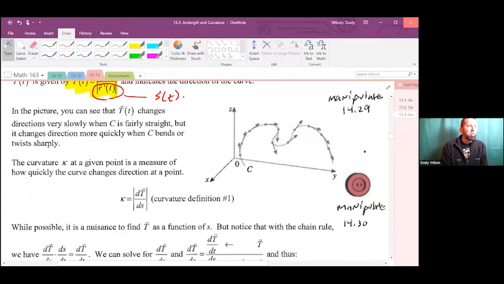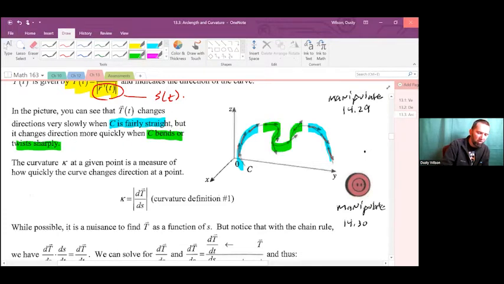In the picture, you can see that T of t changes direction very slowly when C is fairly straight. So C is fairly straight in these sections and those sections, and those unit tangent vectors T all seem to be going in sort of the same direction. There's a similarity. But it changes direction more quickly when C bends or twists sharply. That would be in this center section.